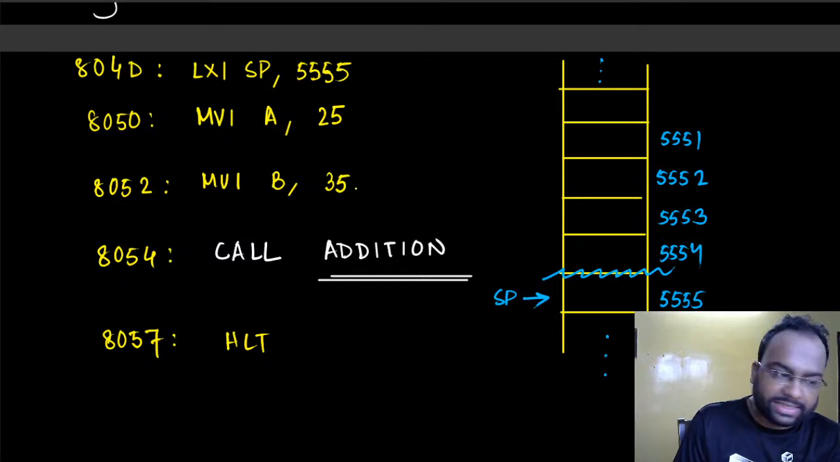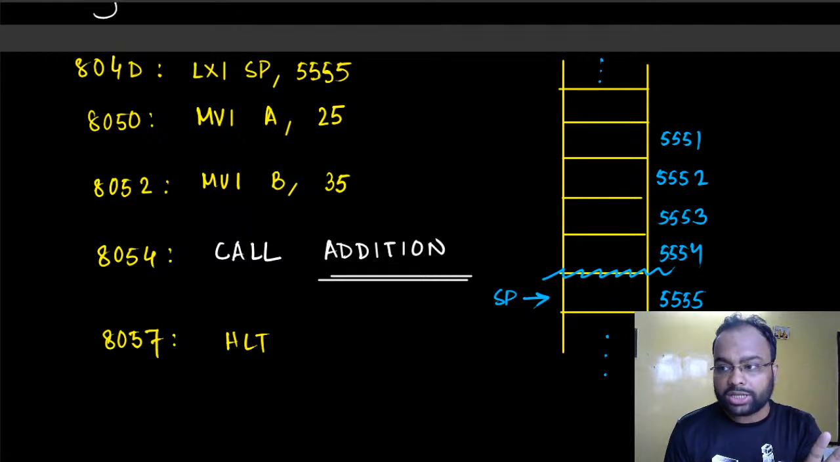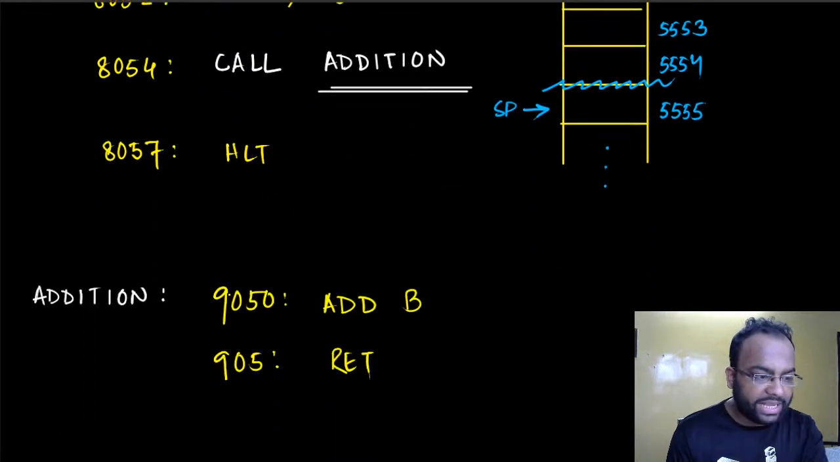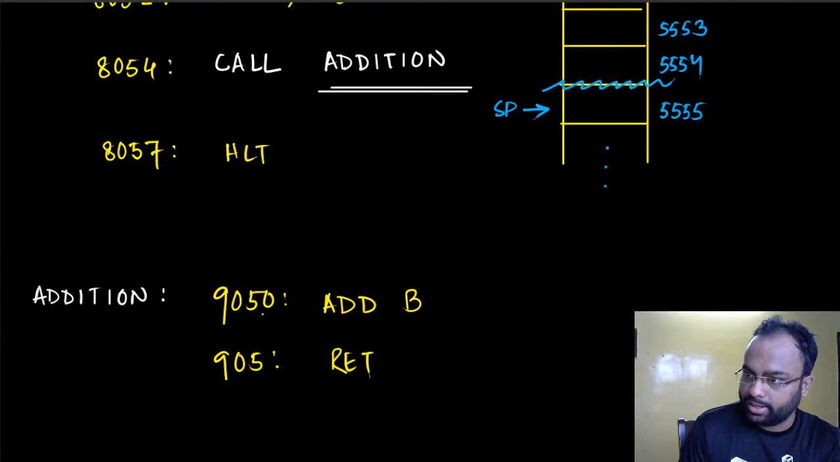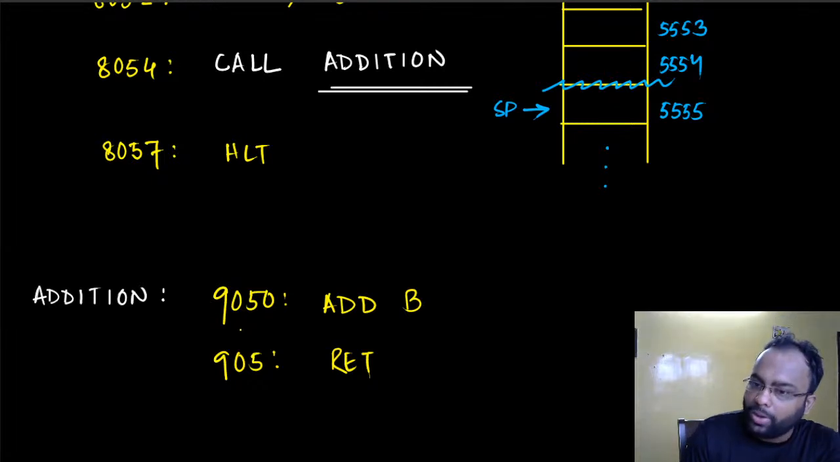Then the program counter gets incremented by a value of 2, it executes this instruction. Then the program counter once again gets incremented by a value of 2, right? So it now executes this call instruction. So now with this call instruction, the program counter will now be set to this value, 9050, right?